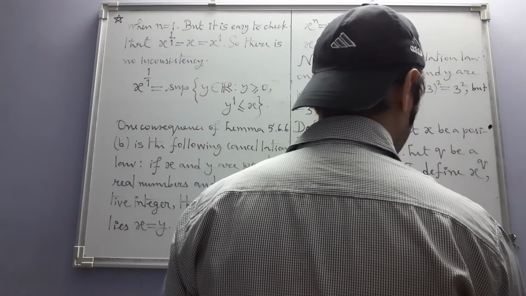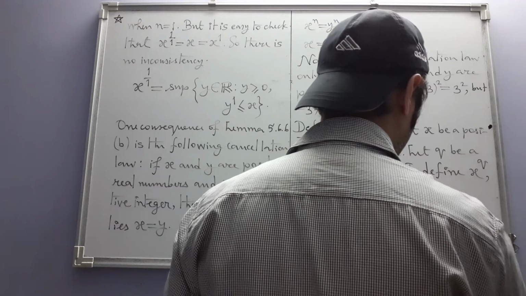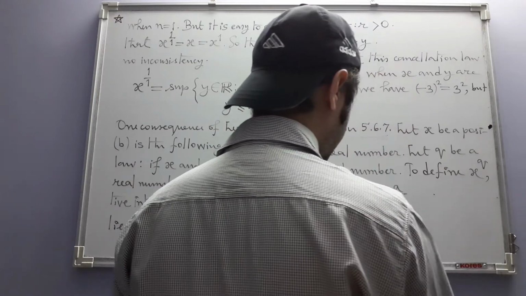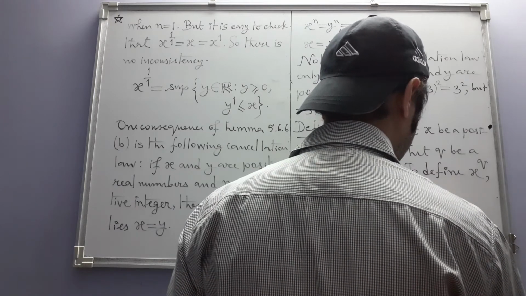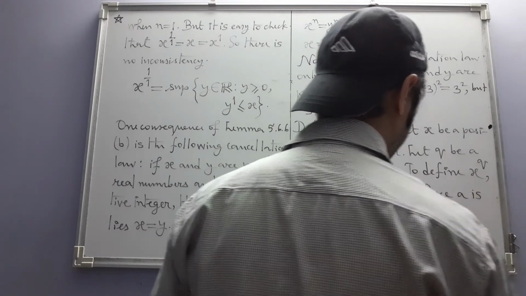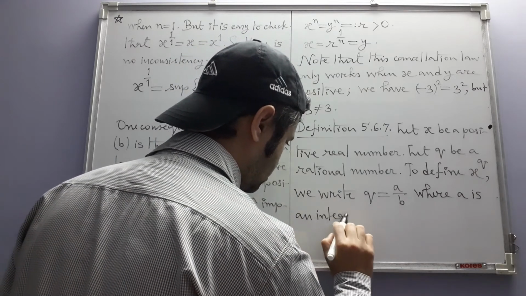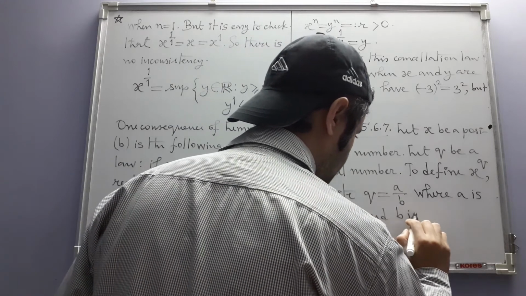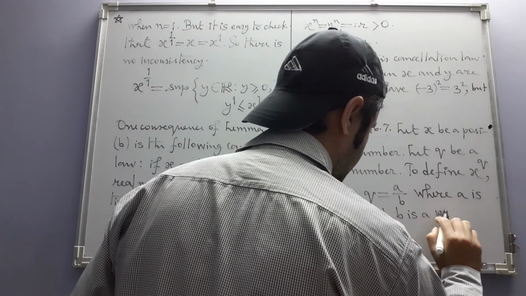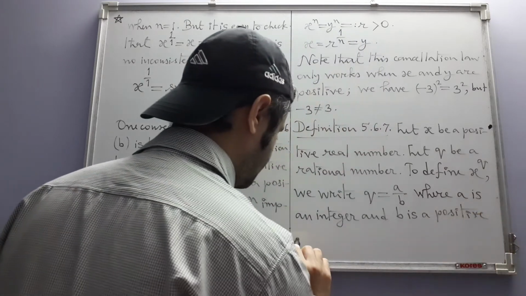Or we write q equal to a by b, where a is an integer and b is a positive integer. This we can always do.